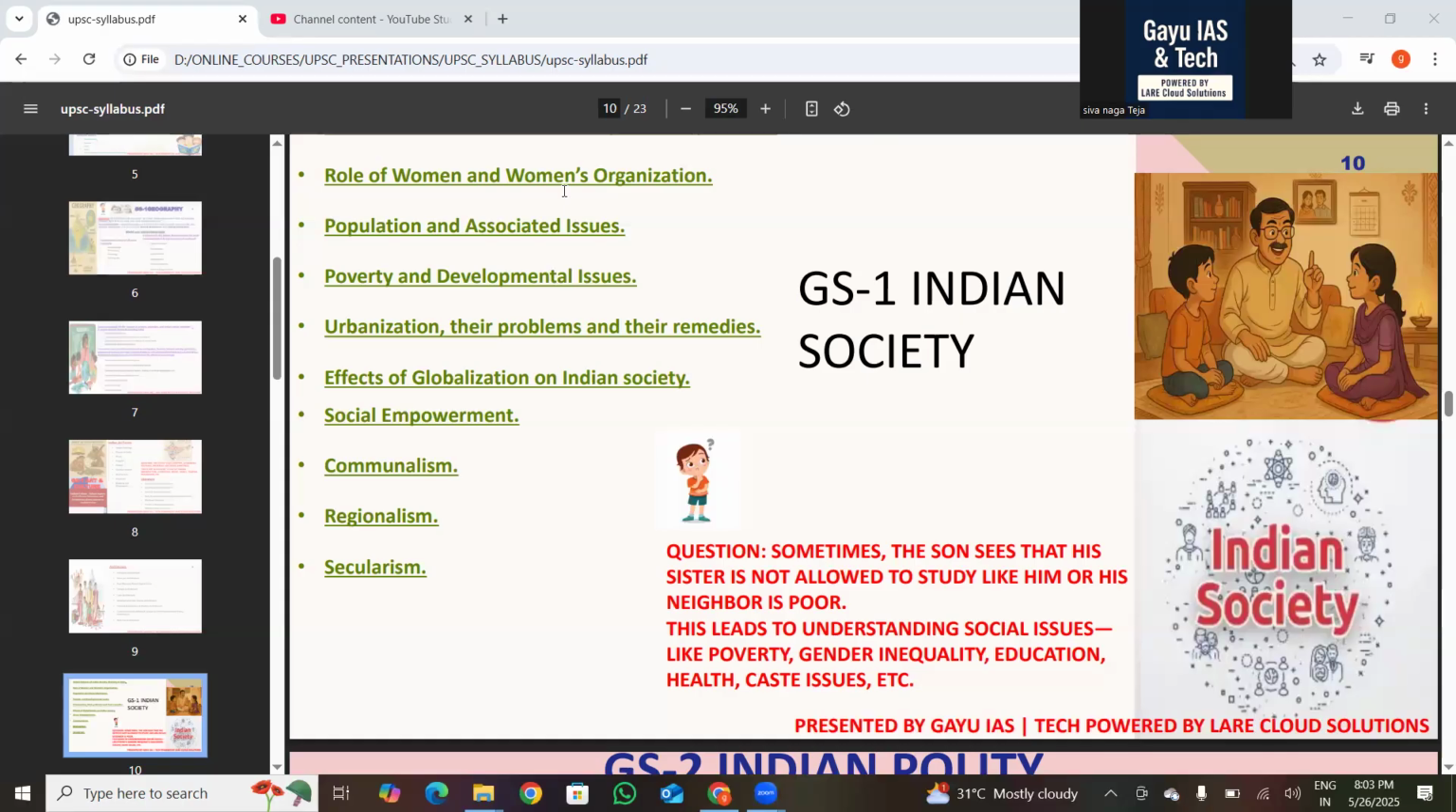This part is also very important in essay, ethics, GS paper 2, or GS paper 3. In GS paper 3 we'll use this topic somewhere, but it is important. Every time, in prelims, mains, or interview, there will be a question on women empowerment, the role of women and women's organizations.